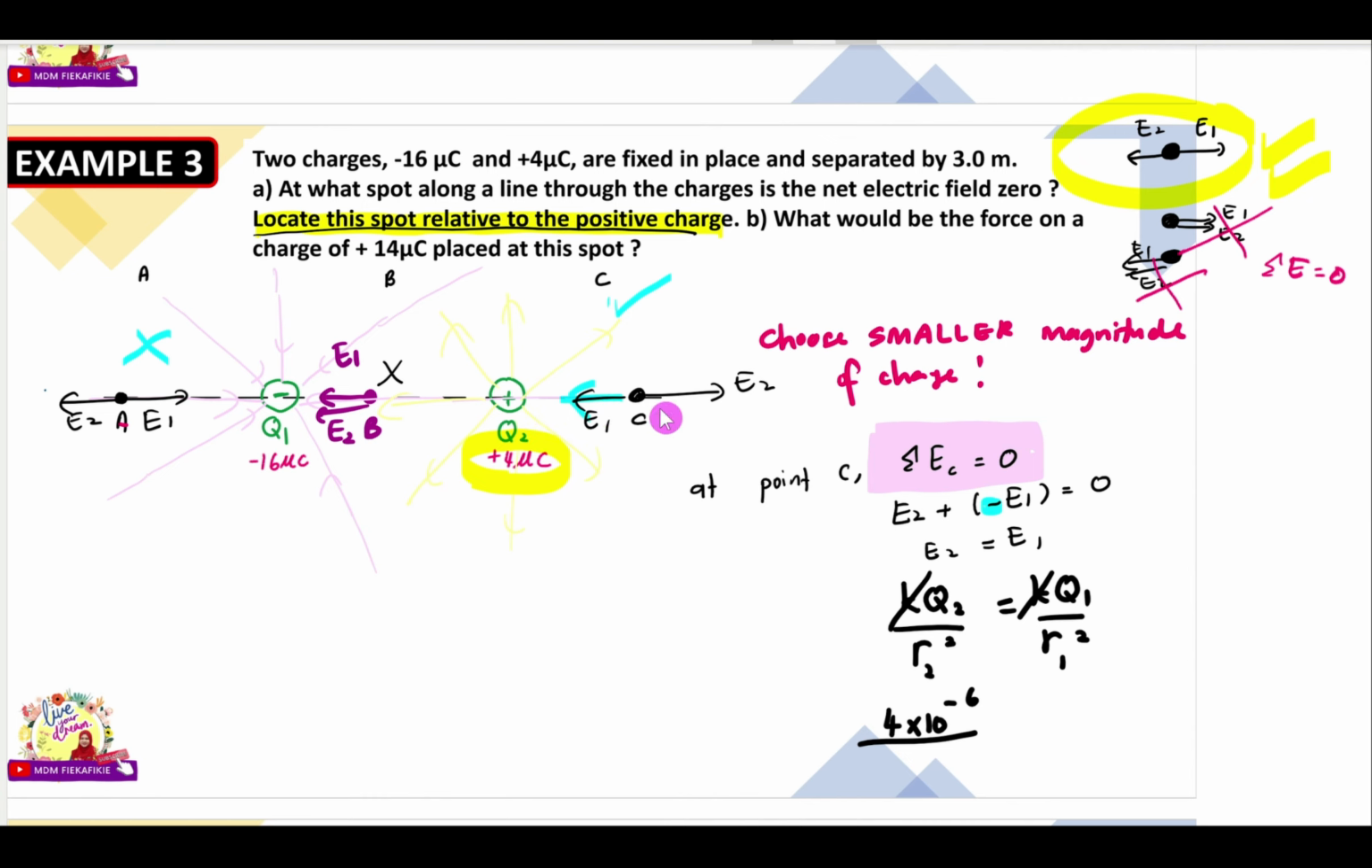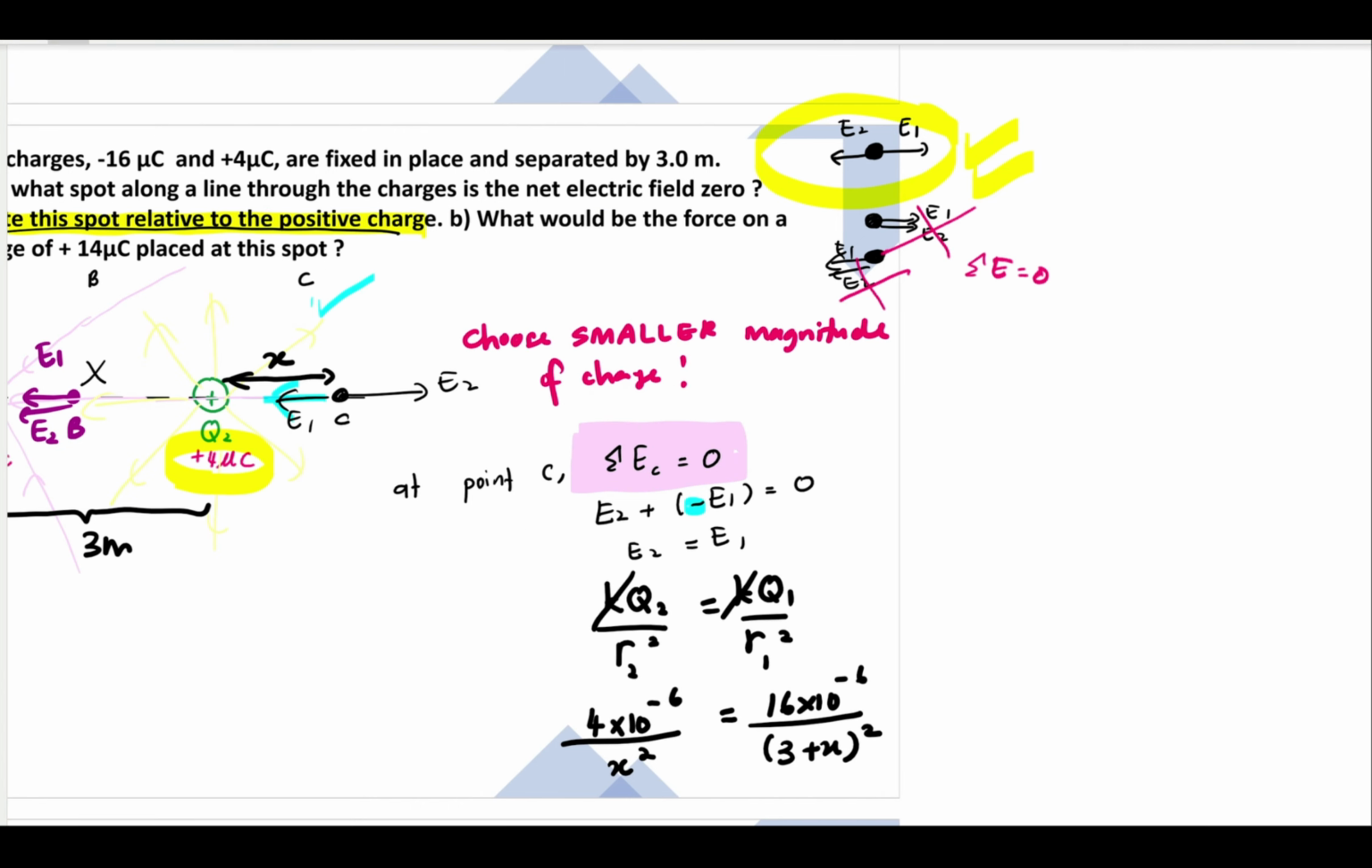Kan, kita tak tahu berapa. Kan, saya hanya letak sebagai X. Okay, saya tak tahu berapa. Saya akan letak X squared. And Q1 is 16 microcoulomb. And then, jarak antara this point and Q1 is, berapa tadi? Ini tadi jaraknya adalah, soalan bagi, jarak antara Q1 dan Q2 adalah 3 meter. So, 3 plus, so this one should be 3 meter plus X. 3 plus X squared. So, now let's try to solve.